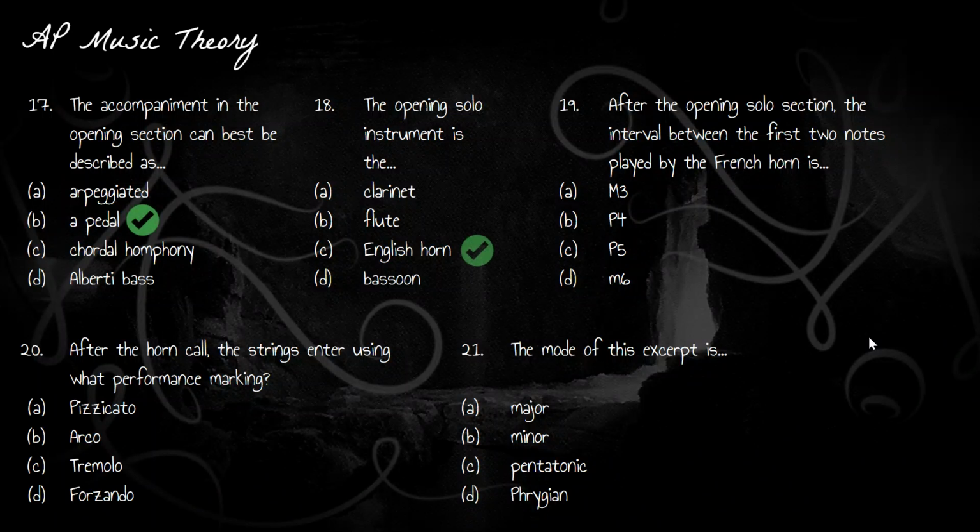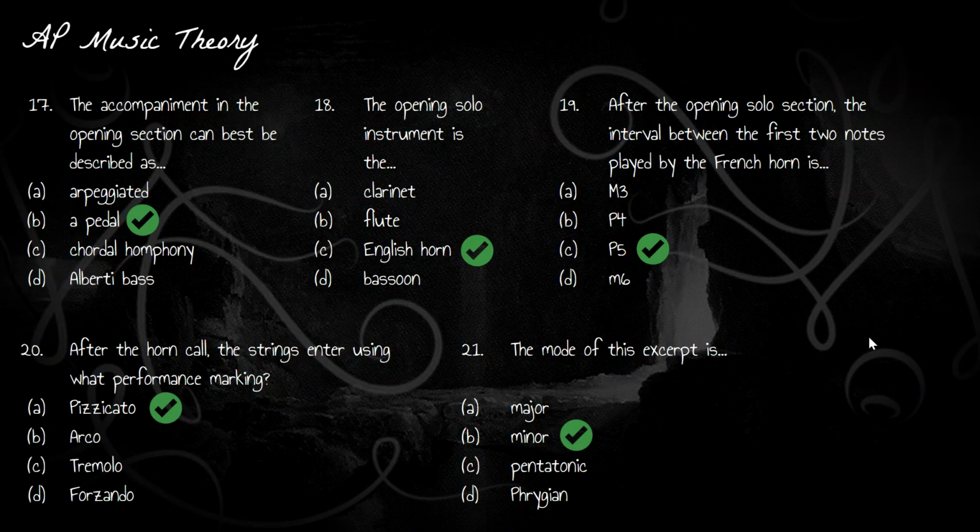Let us look at the correct answers. Question 17. The correct answer is B. The accompaniment is a pedal, a continuously sustained pitch under the melody. Question 18. The correct answer is C. The solo instrument is the English horn, a double reed woodwind instrument in the oboe family.